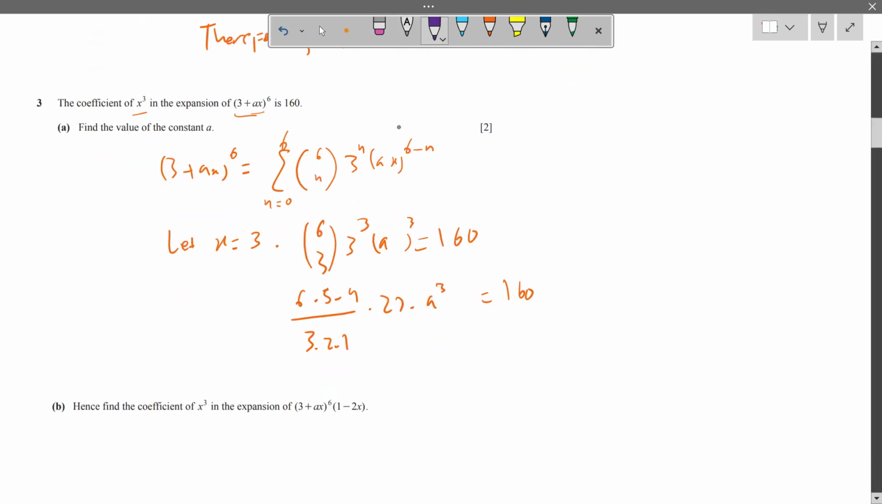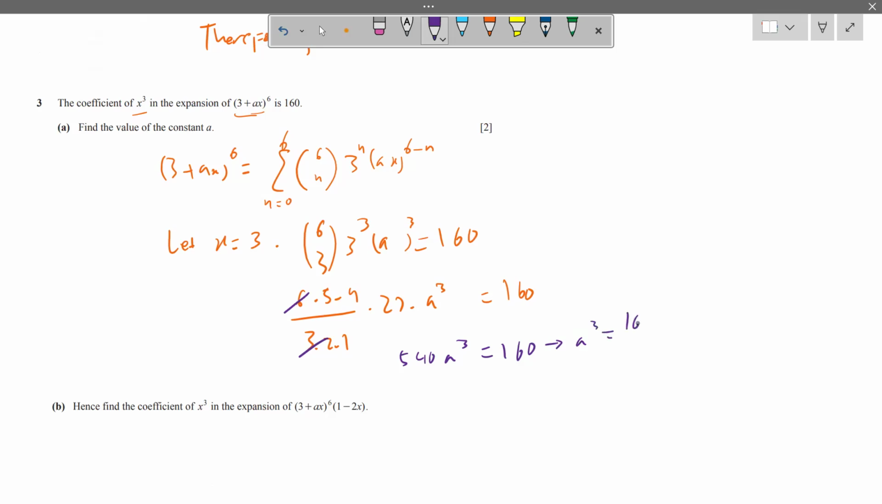So now cancel these out. So you have 540 a cubed equals 160. So a cubed is equal to 160 over 540, and this is equal to 8 over 27. So that means a is 2/3.